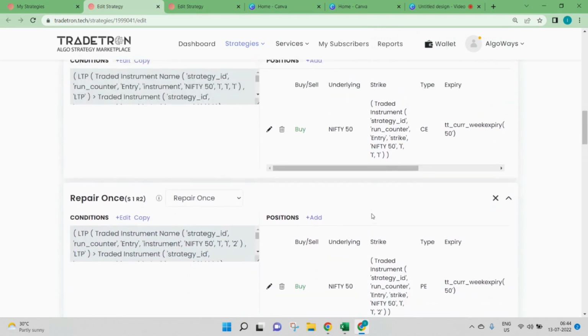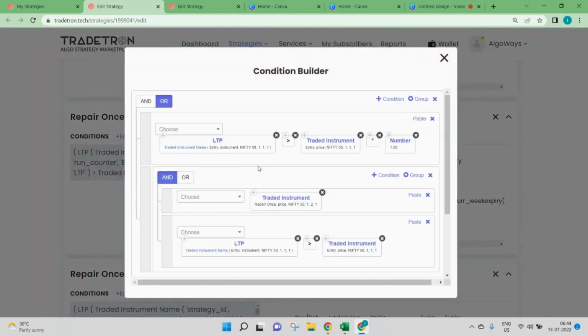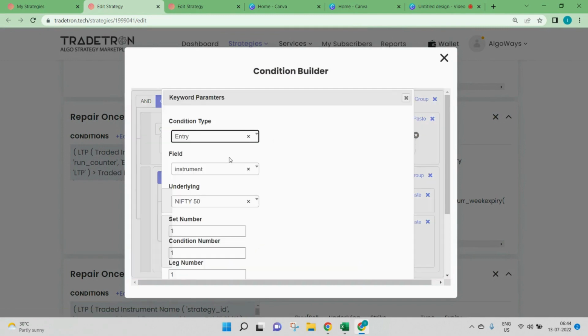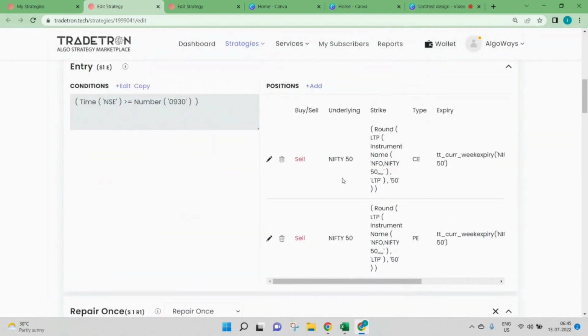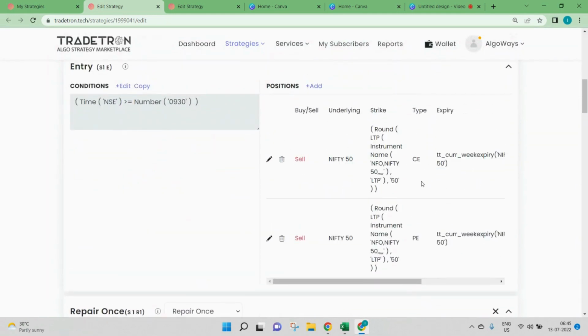Now these are the repair conditions. In repair we define what we want to do with the open entered position. So in the first repair, what we will do, that LTP of 111. What do we mean by that? LTP of the instrument entered in set 1, condition 1 and leg 1. So the instrument entered in set 1, condition 1, leg 1 is the call option.